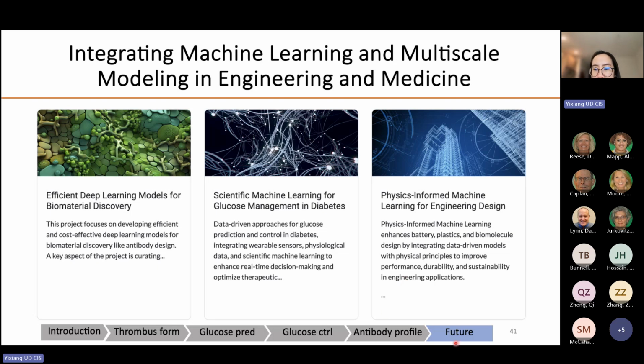I also want to briefly talk about my future plan, also my current plan in my current lab. We're interested in integrating machine learning and multi-scale modeling in both medicine and engineering. Specifically, we have the following active projects where we develop efficient deep learning models for biomaterial discovery, scientific machine learning for glucose management in diabetes, and physics-informed machine learning for engineering designs like batteries, plastics, or biomolecular designs. With that, I want to conclude my talk, and thank you so much for your attention.